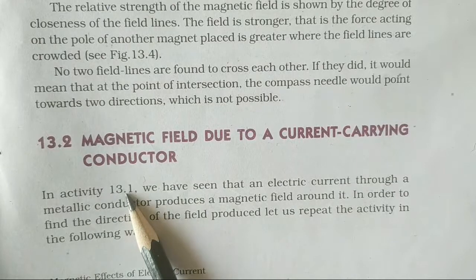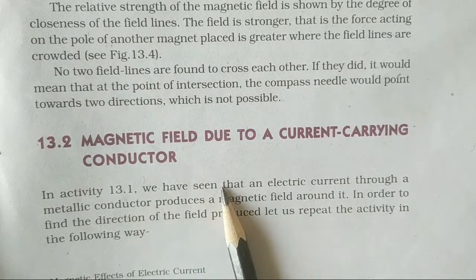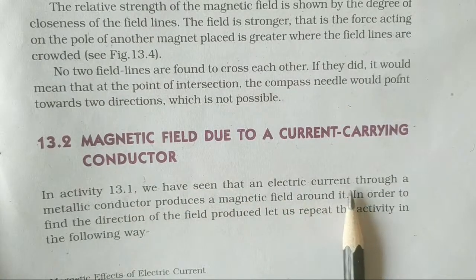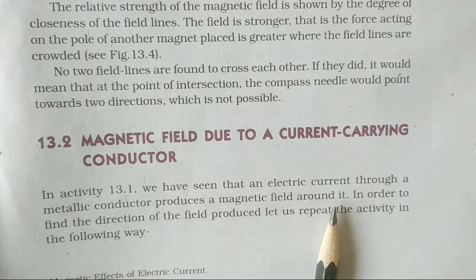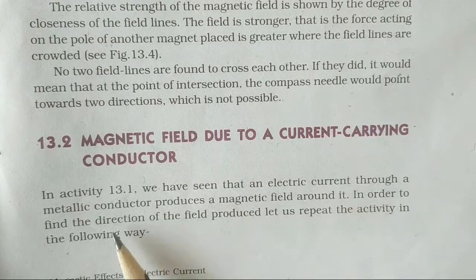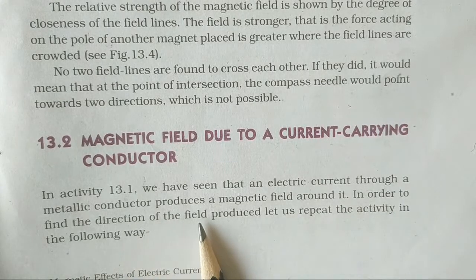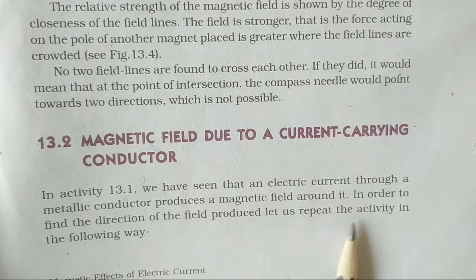In activity 13.1, we have seen that an electric current through a metallic conductor produces a magnetic field around it. In order to find the direction of the field produced, let us repeat the activity in the following way.